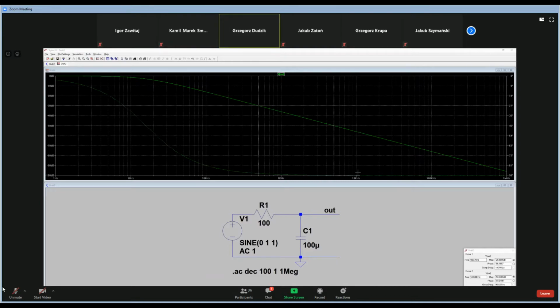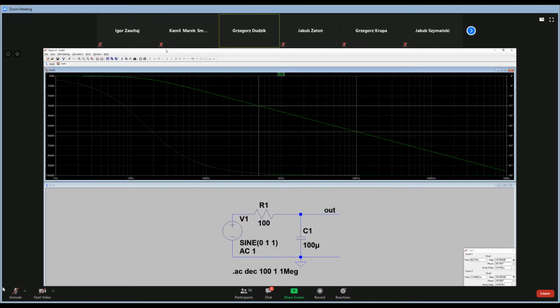Look, for the 1 kilohertz, we've got minus 56 dB. How many times is this output signal lower than the input one, if its amplitude characteristic for this frequency is equal to minus 56 dB? We will calculate it. Okay, how can we find this value?